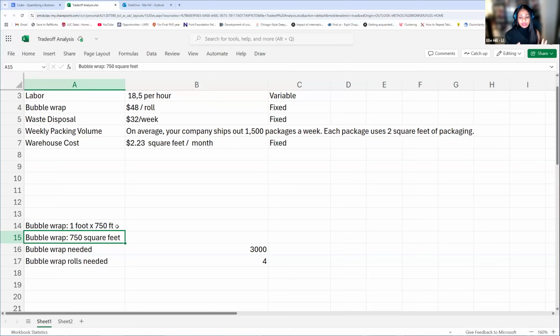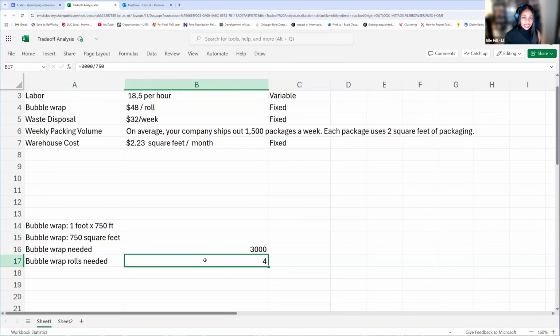To figure this out, we're going to see how many rolls of bubble wrap we need to get to 3,000. And that turns out to be 4. The way we did that is we just divide. So 3,000 divided by 750, that's going to get us 4.